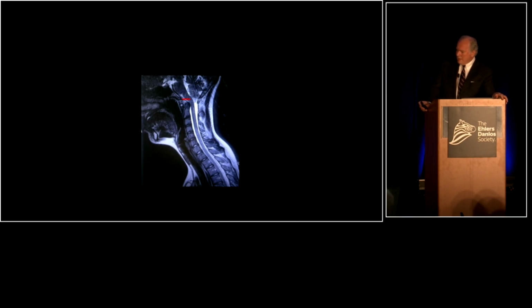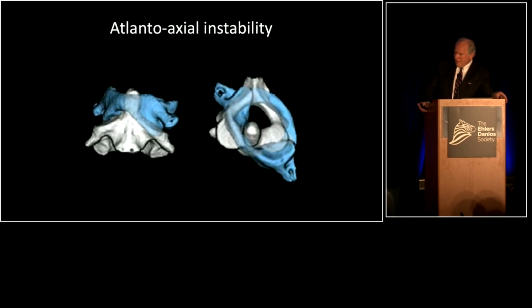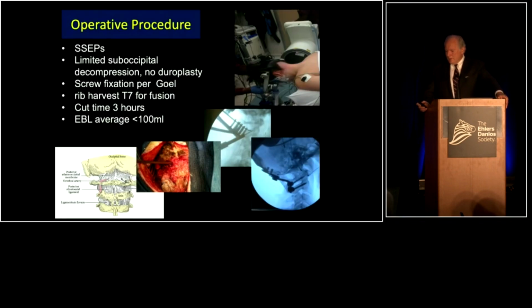This is an abnormal Harris measurement where the skull has slipped forward on the spine and is causing traction on the brainstem. Or the presence of atlanto-axial instability. And the operative procedure for these patients included exposure of the skull base, removal of the base of the skull to decompress the Chiari and make more space for the cerebrospinal fluid.